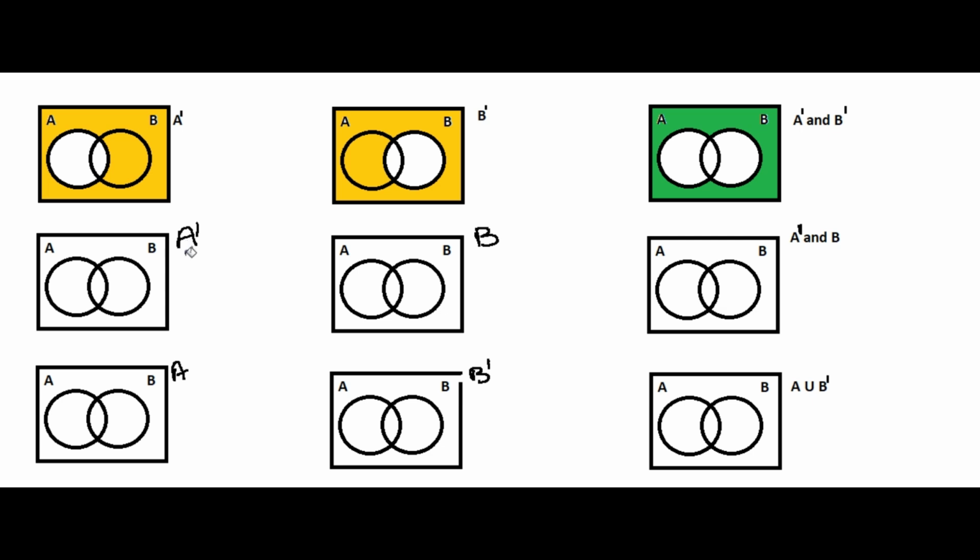So this side it says not A. So we are going to shade everything except what? Except A. So that is exactly what we get.